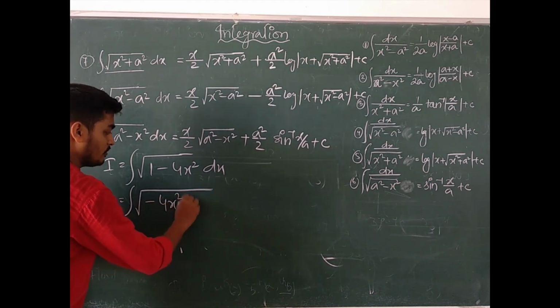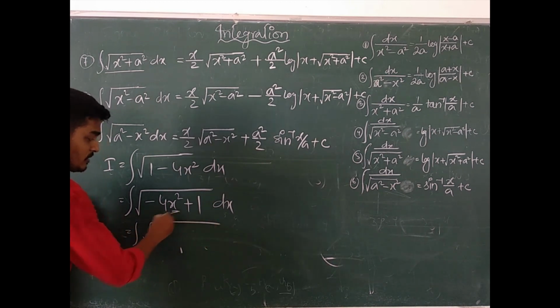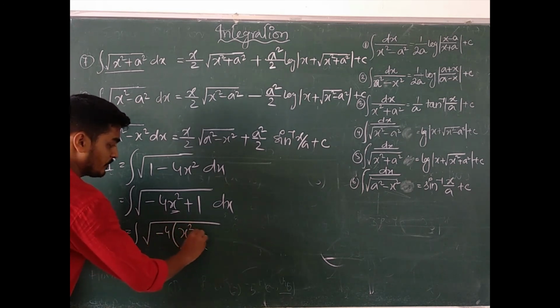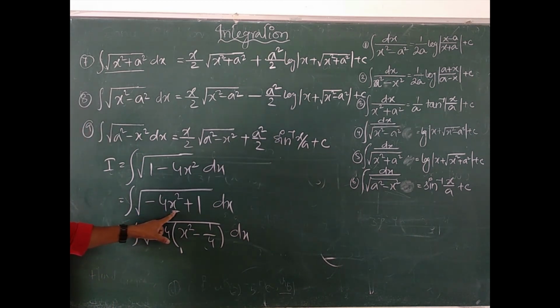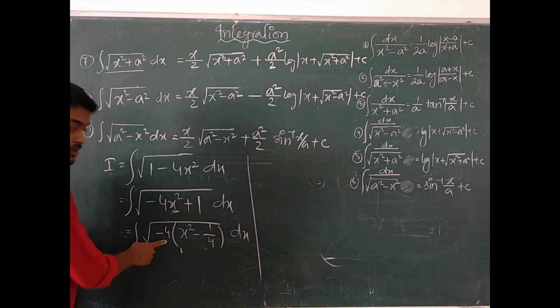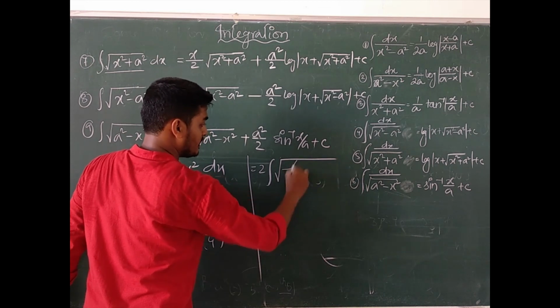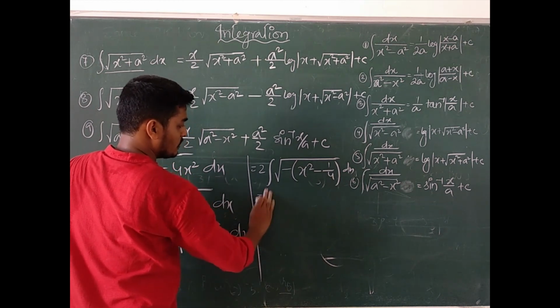I will try to arrange this term first. What is the next step? After arranging these terms, we have to make the coefficient of x square as 1. So I took -4 common. What do we get? If -4 is taken common, this x square is negative, so it will become minus, so 1/4. What is the square root of -4? We can take the square root of 4, which is 2, so this 2 comes outside. What remains is minus x square minus 1/4. Is it clear?